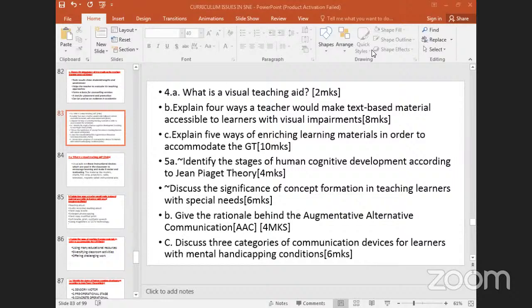Pascal, let me try one. Yes. It enhances retention of information learned because as they see those objects, it comes to their mind that they have seen it on a certain day, so it enhances retention. Okay, someone else? Yes, someone else?